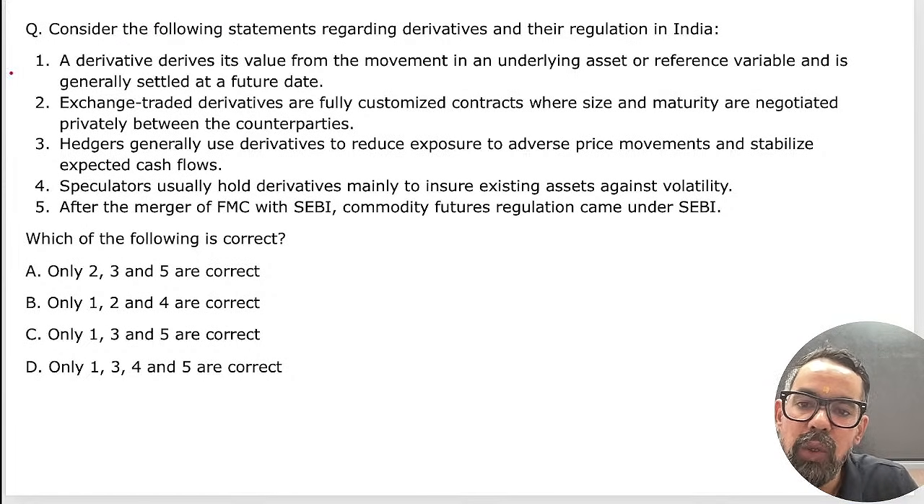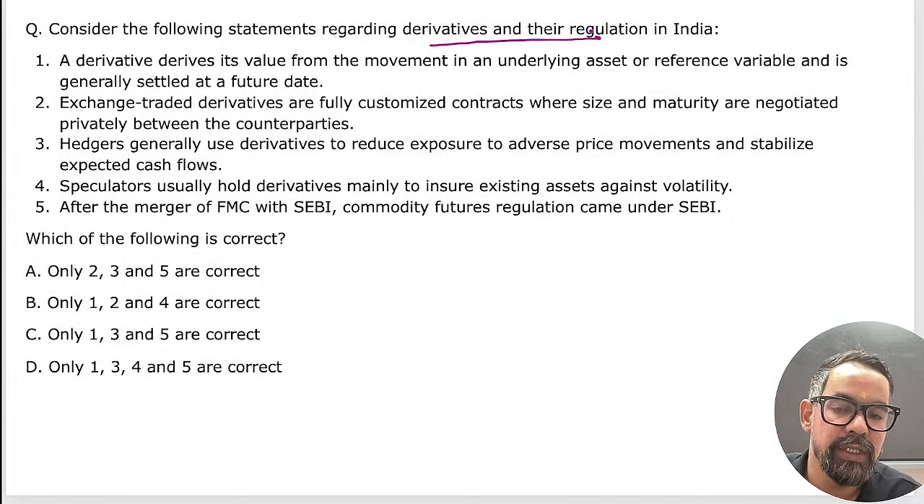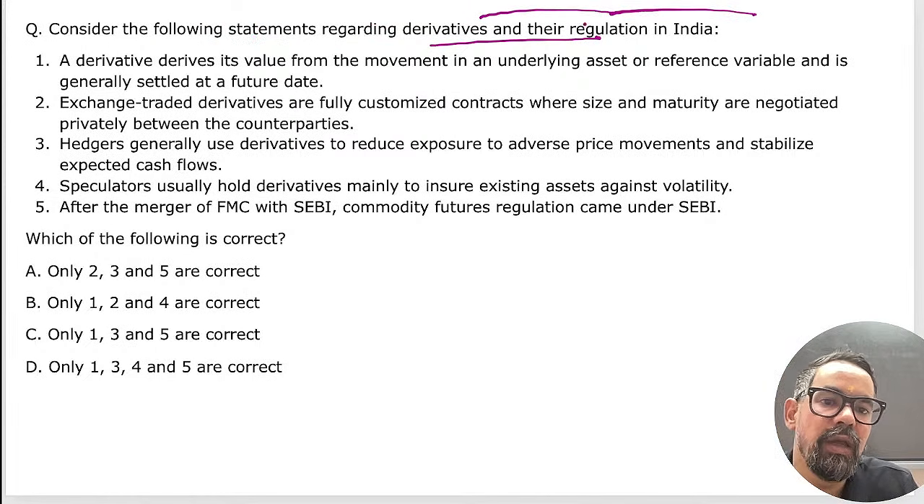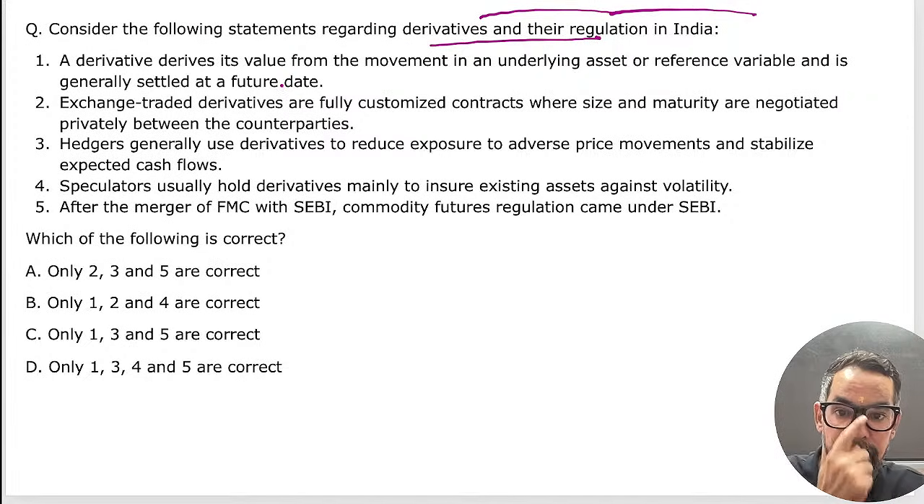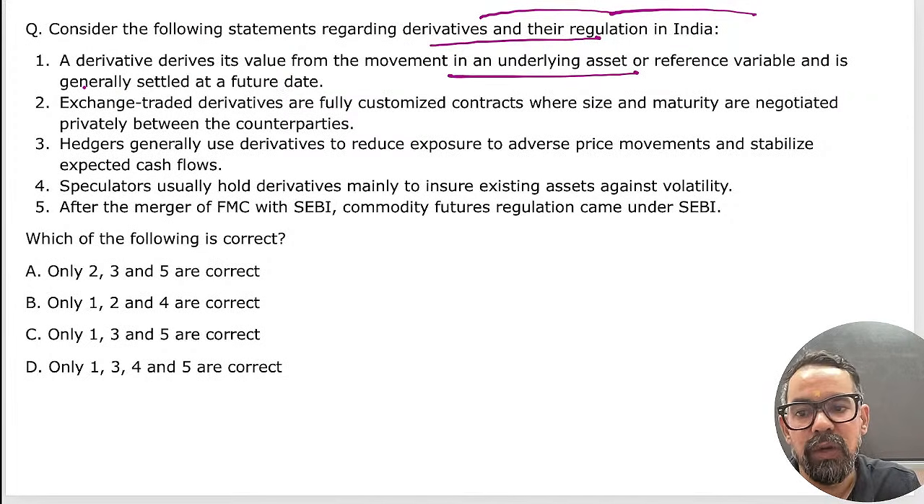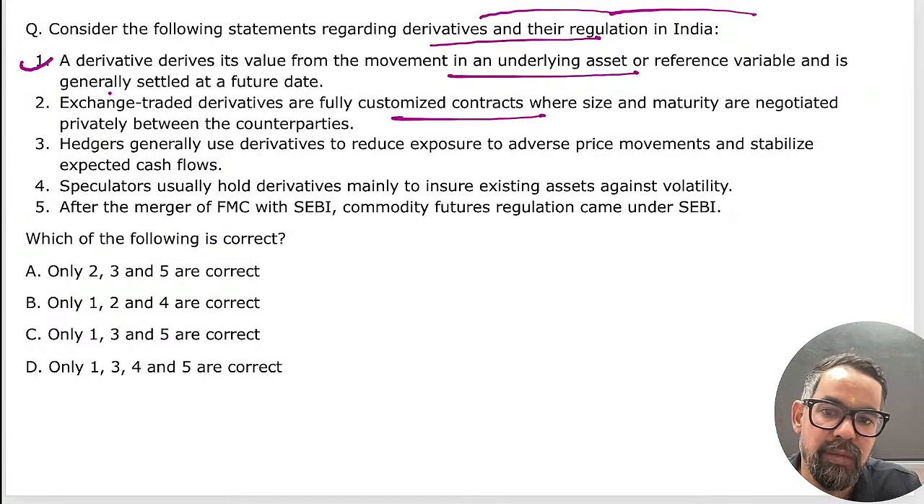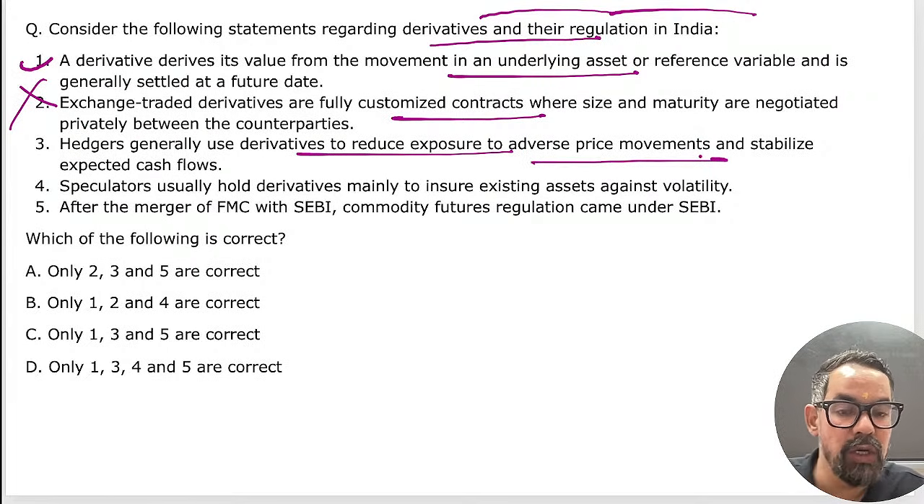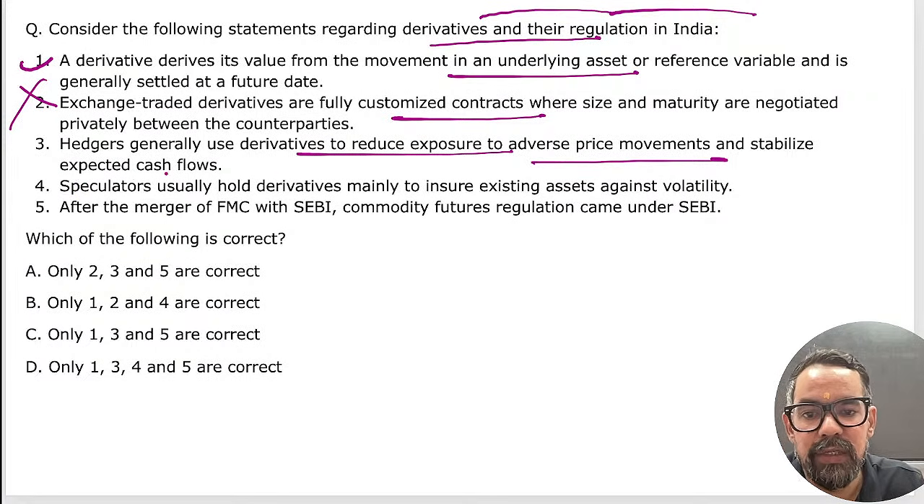Okay, guys. So consider the following. That video will be covering all the units after. So consider the following statements regarding derivatives and their regulations in India. A derivative derives its value from movement in the underlying. अरे ये क्वेश्चन तो बहुत आसान है। Exchange traded derivatives are fully customized. Wrong. ये क्वेश्चन, hedging derivatives reduce the exposure to adverse price movement and stabilize the expected cash flow.